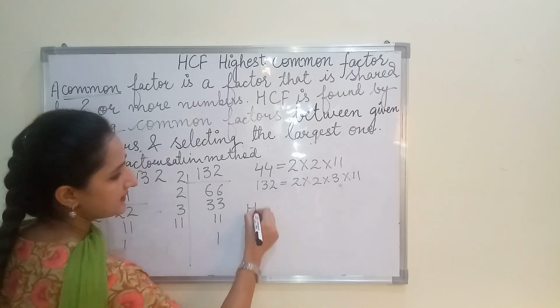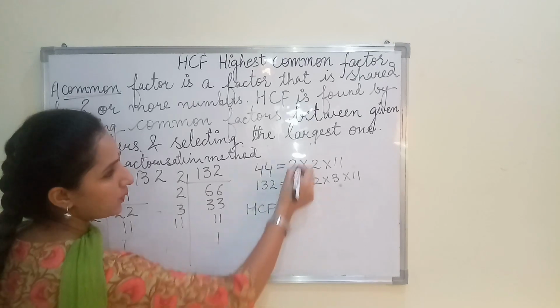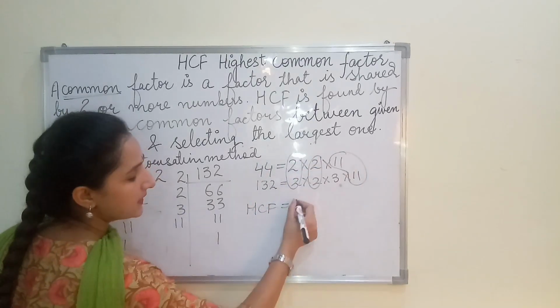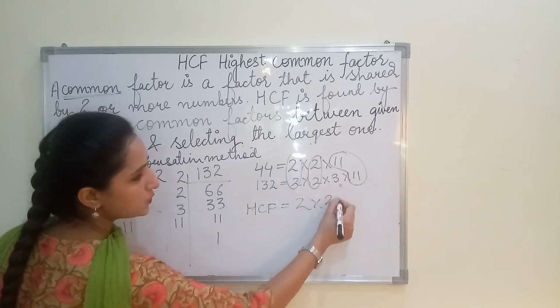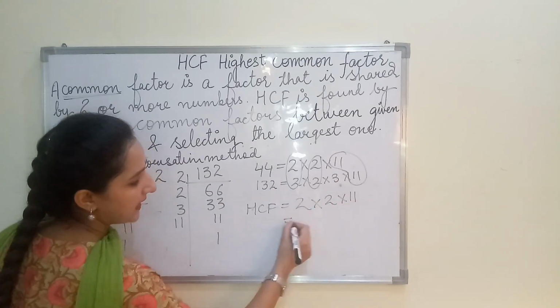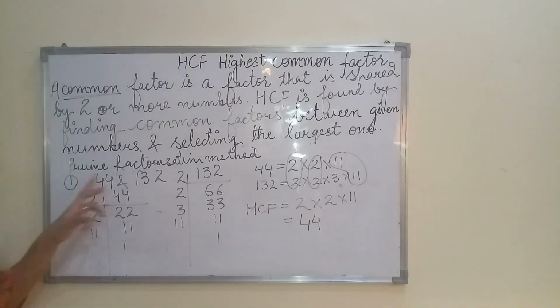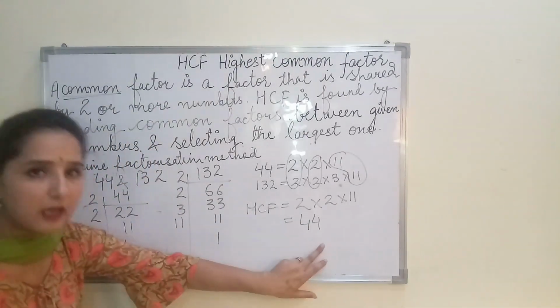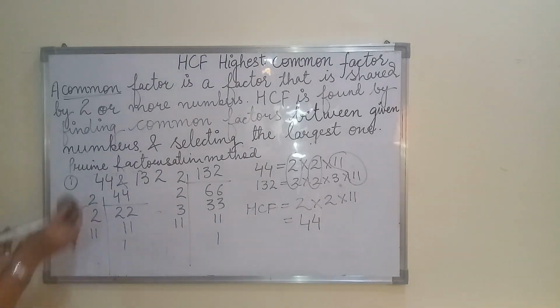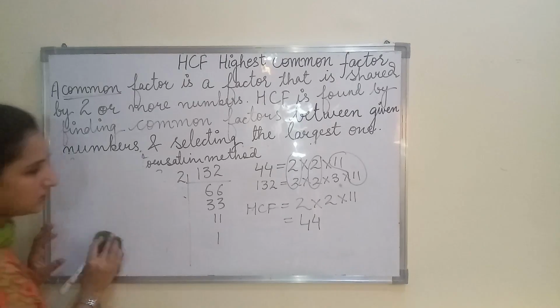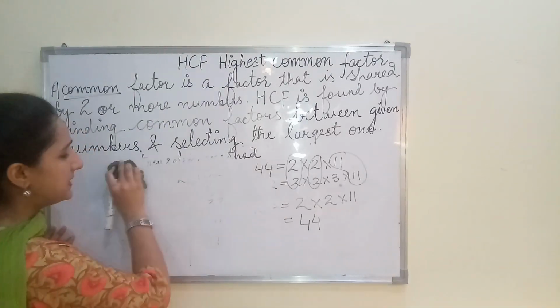So HCF is equals to, you have to find the common between these numbers like this. तो ये आ जाएगा 2 into 2 into 11, that is 44. So the highest common factor of 44 and 132 is 44. Fine. So let's do another next method, that is common division method. That is also very easy method.